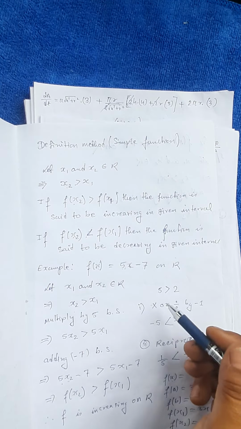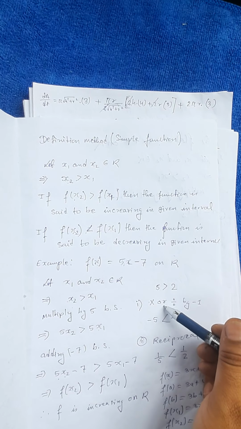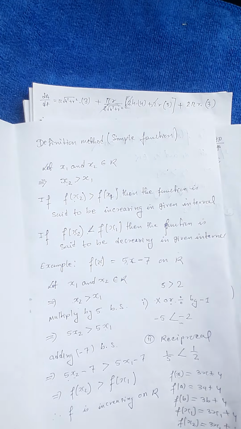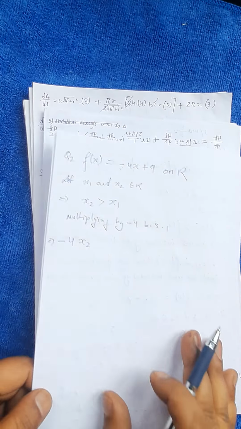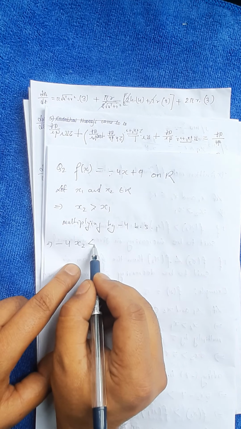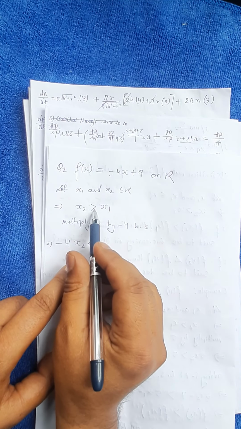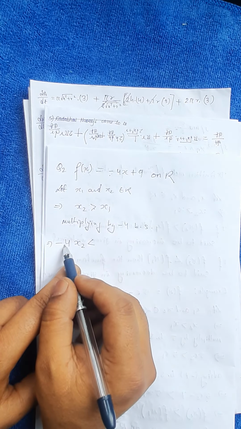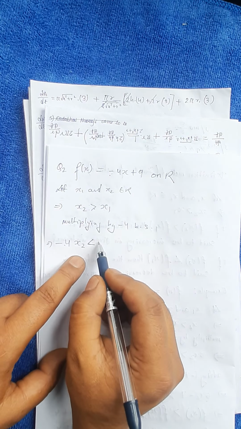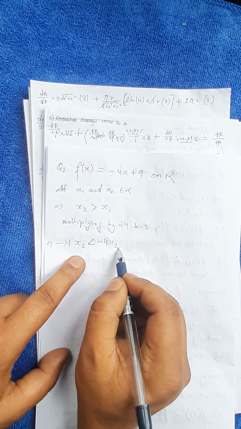I already told you, if this inequality relation is multiplied or divided by a negative number, the symbol gets reversed. Now we are going to reverse the symbol here. Now this is less than. Initially x2 is more than x1. After multiplying by a negative number, the symbol gets reversed. Now it is less than minus 4x2.